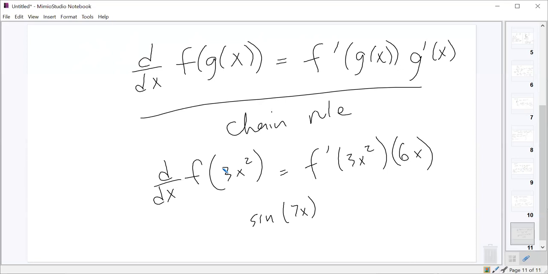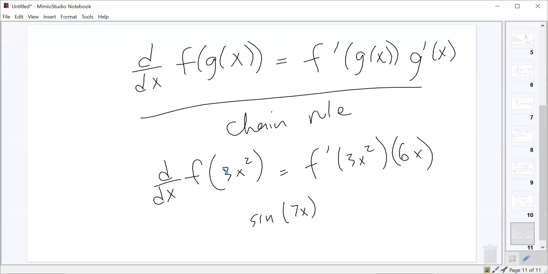If they ask you for the normal line, right, remember that the normal line is the perpendicular line to the tangent line. So you take the opposite reciprocal of the slope and then use that same point.